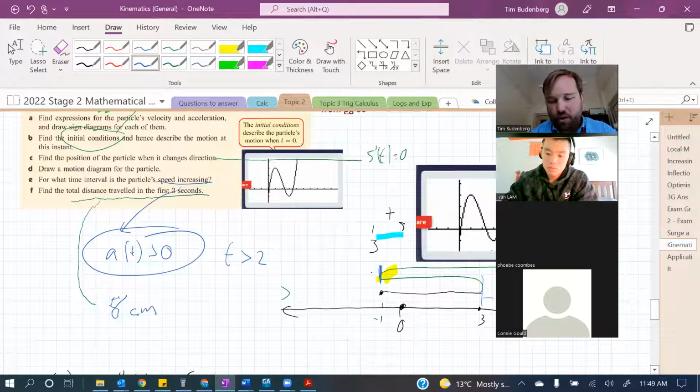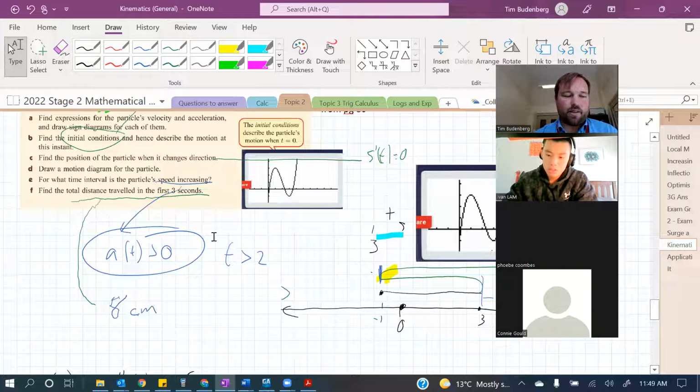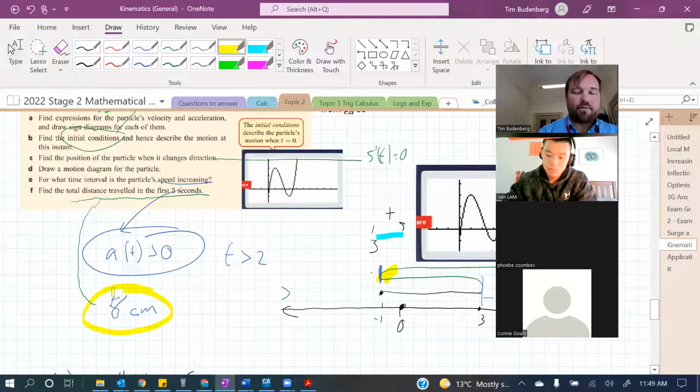Which means my velocity should have been centimeters per second and my acceleration should have been centimeters per second squared. But if you do that in a SAT and the SACE exam marking, would you lose marks? Probably not. They're not as finicky as they are with science in terms of units. But try to get it right, it's better that way. But no, you'll be fine. So total distance traveled is 8 centimeters.